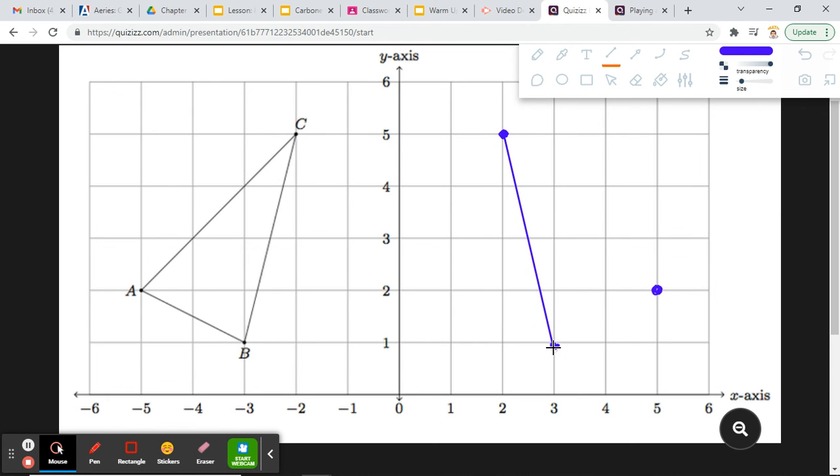It looks exactly the same, but we have reflected it across the y-axis, which means that my points are, C is at the point 2, 5, A is at the point 5, 2, and B is at the point 3, 1.